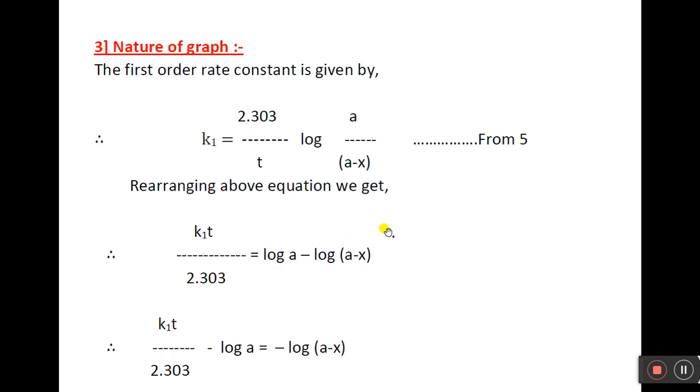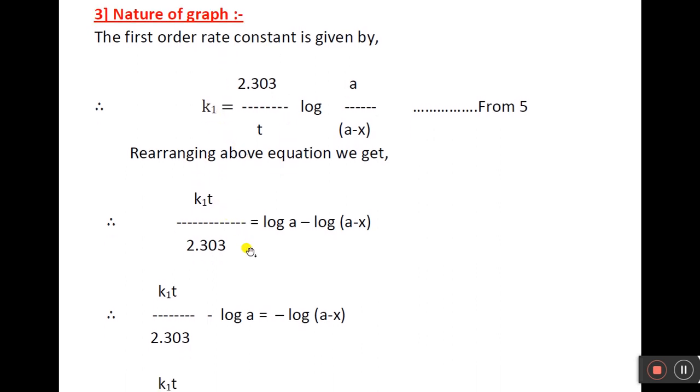Nature of graph, graphical representation of first order rate constant. Now this is the first order rate constant equation from equation 5. k1 is equal to 2.303 upon t log of A upon A minus x. Now let us rearrange the equation. Let us take this term to the left side. We will get k1t upon 2.303 is equal to log A minus log of A minus x.